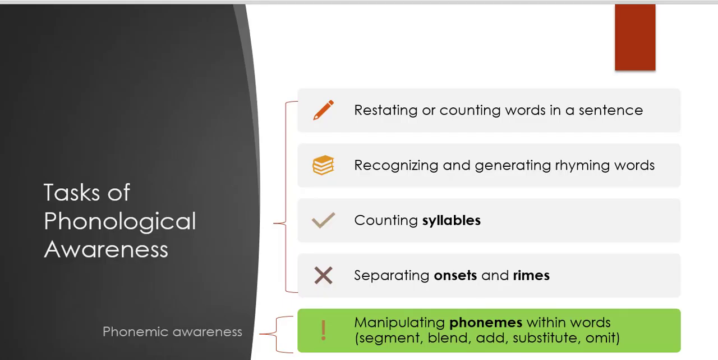Now that we have some working definitions of key concepts, let's apply these to the tasks of phonological awareness that we can address in our instruction with beginning readers. From least to most complex, we begin with restating or counting words in a sentence, recognizing and generating rhyming words, counting syllables, separating onset rhymes, and then we shift to the most sophisticated phonemic awareness skills that involve manipulating phonemes within words by segmenting, blending, adding, substituting, or omitting.